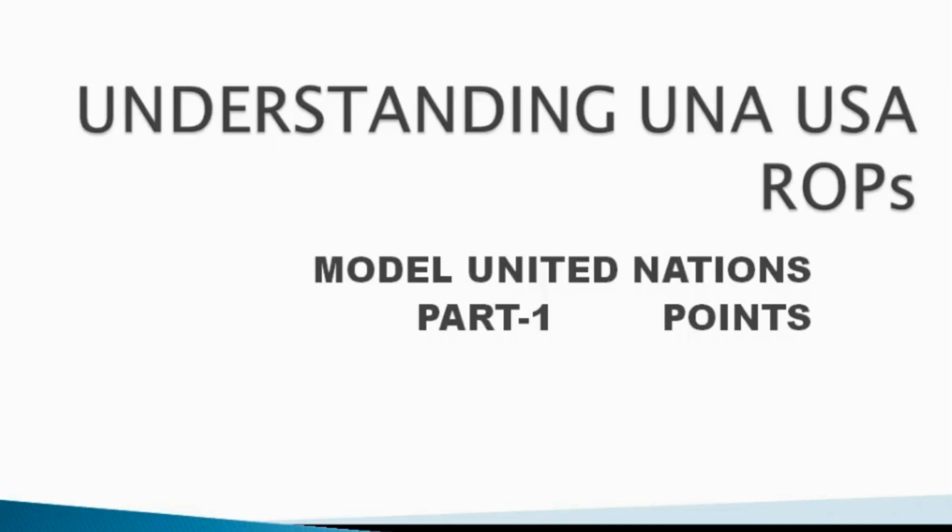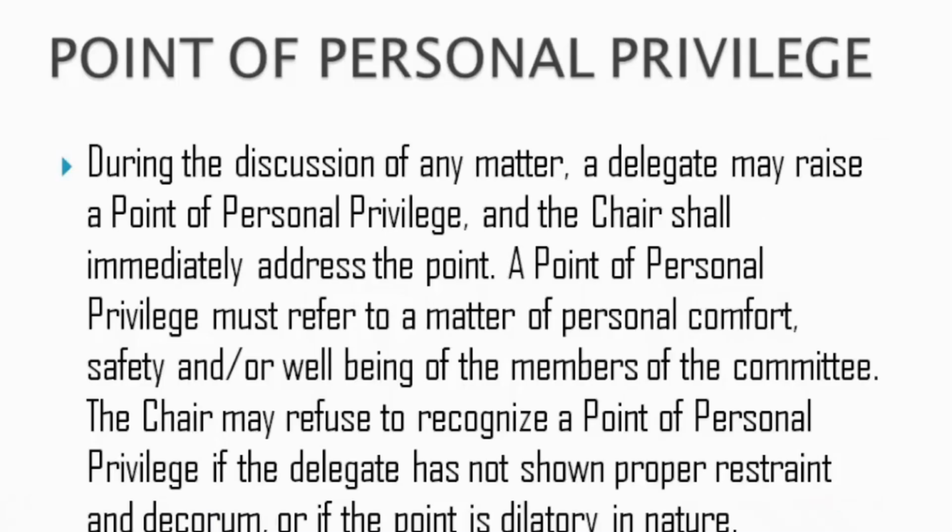So, let us begin with the UNA USA ROPs for the month. Today we are going to talk about points. What are the points in the ROPs, or the rules of procedure, in the committee? The first point which comes up is the point of personal privilege.